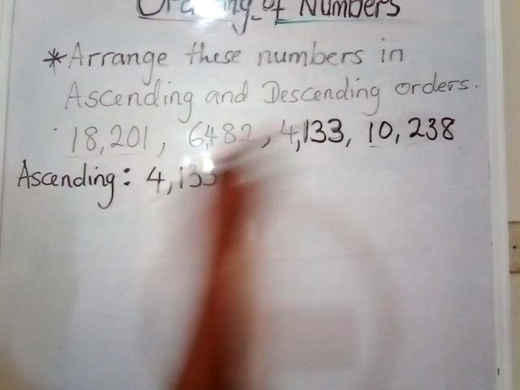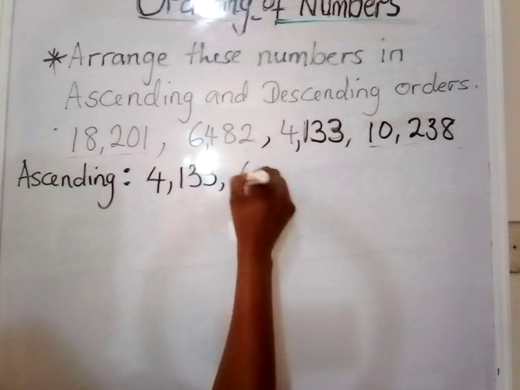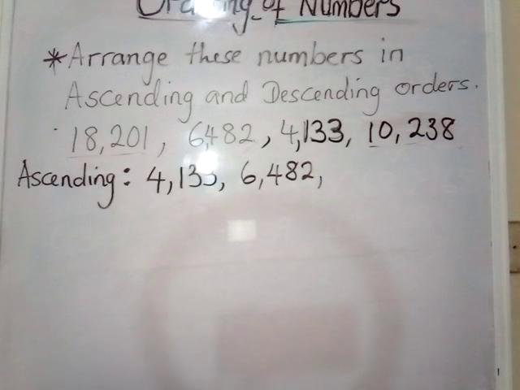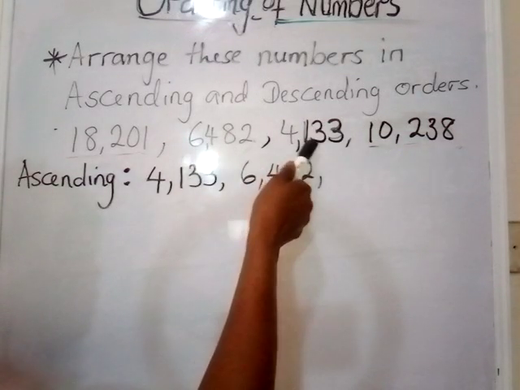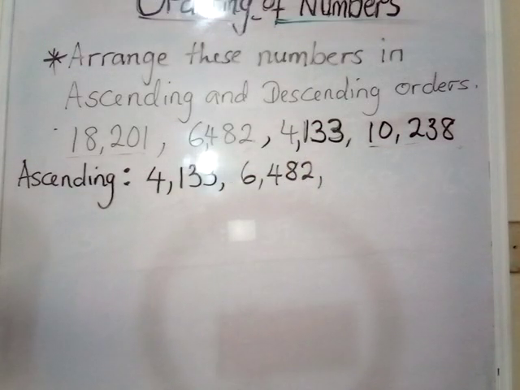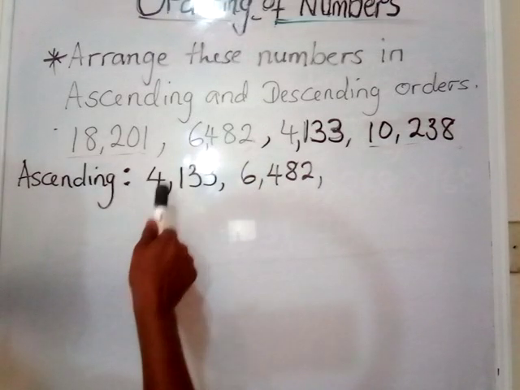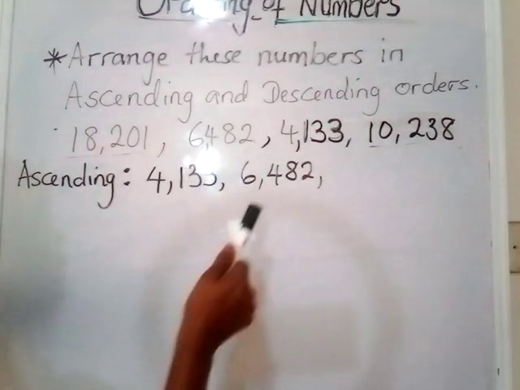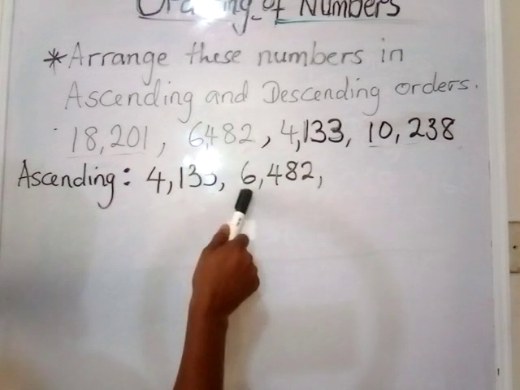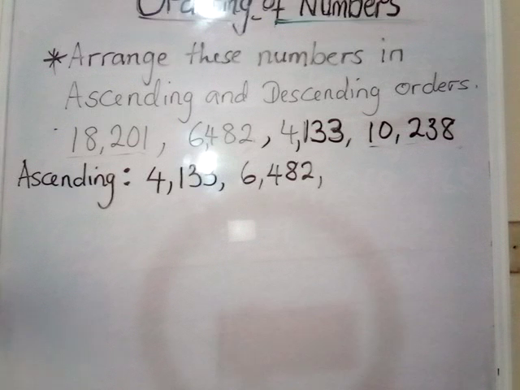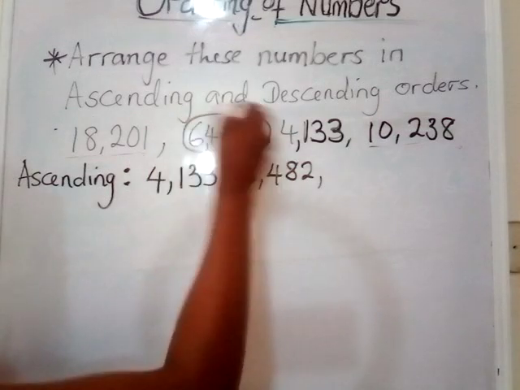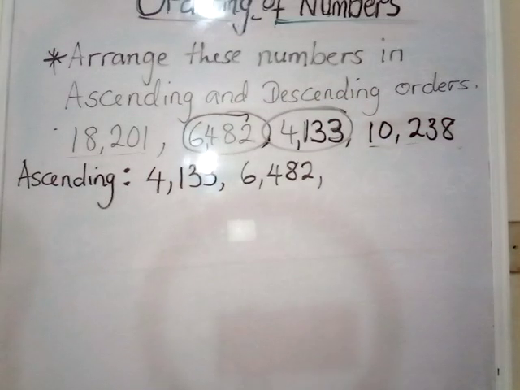Now, because 6,482 has fewer digits than the other, we just know that it is followed by this number. Okay, remember these two, the two we considered now, they have the lower numbers of digits. That's why we consider them to get the smallest number. And since out of the two, 4,133 is the smaller number, we know that the next bigger number is 6,482. So this follows. Now we have this out. Let's not confuse ourselves again.